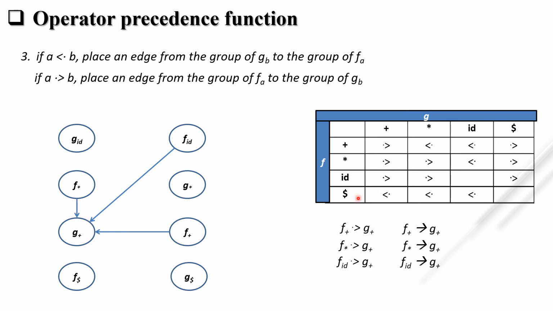Next is f of dollar and g of plus. Which arrow will be there? From g to f of dollar. This is totally reverse. So from g of plus to f of dollar we have this arrow. So g of plus, that is here, we go to f of dollar.